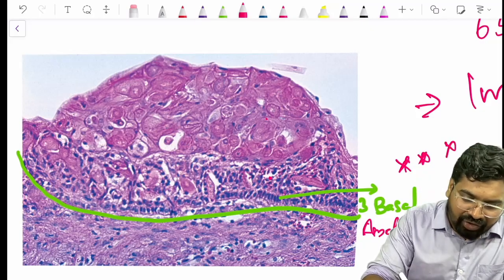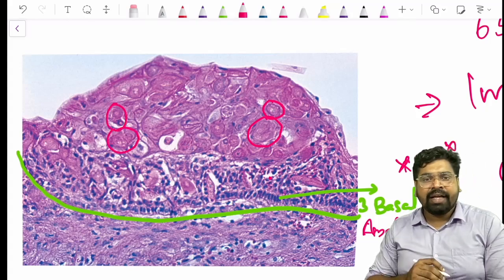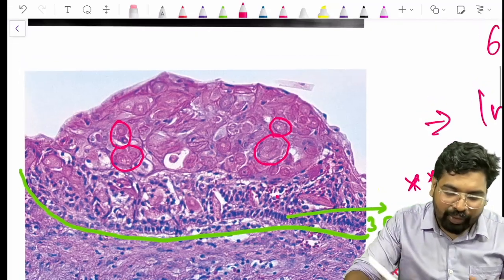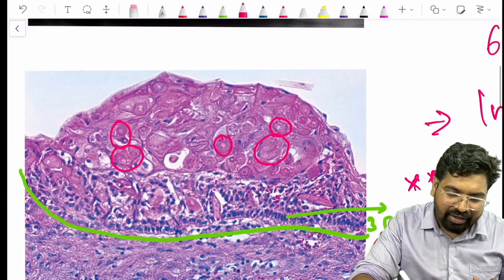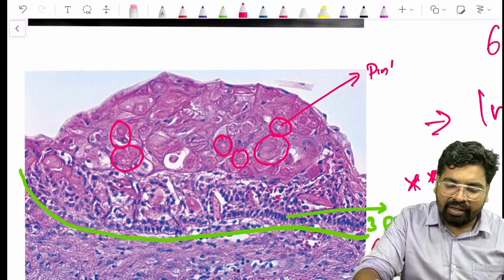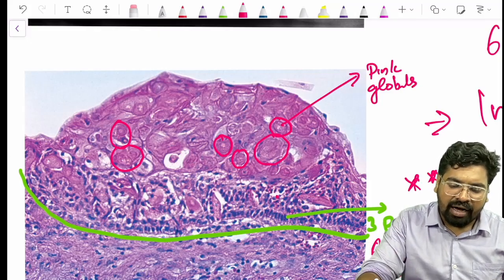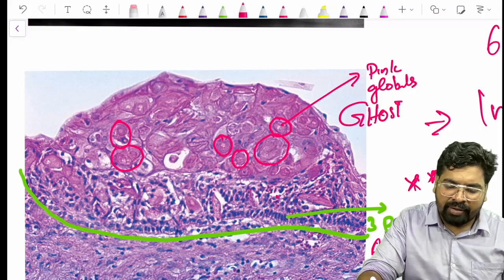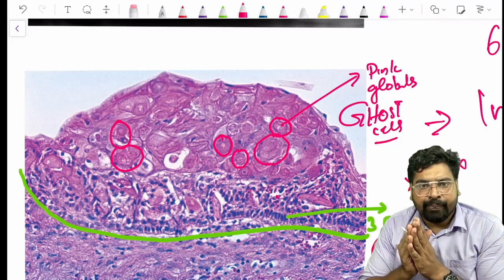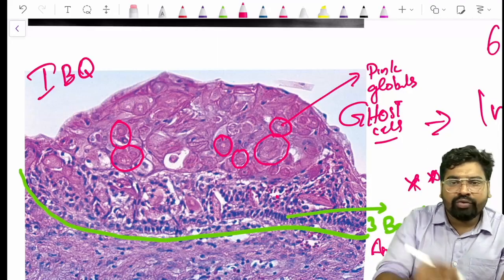Can you see this structure which I am outlining? They don't have any nucleus. They are just pink globules. Can you see? There is no nucleus inside that. These are ghost cells. So identify the ghost cell in the diagram. You should be able to identify. Please look at this image very carefully. This is the IBQ. IBQs are image-based questions.